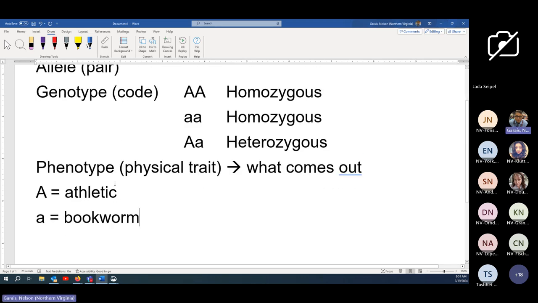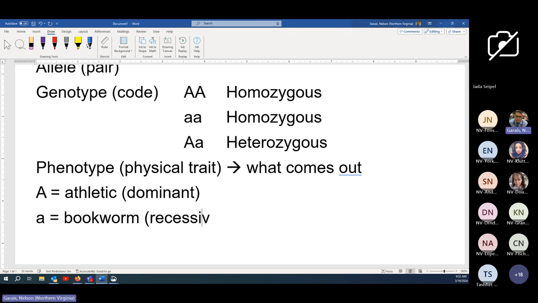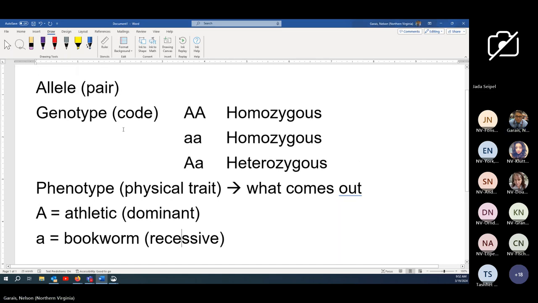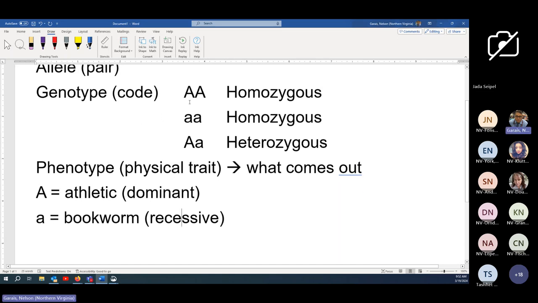So let's look at the first one. Now, anything capital is going to be dominant. Anything lowercase is going to be recessive. When something's dominant, that means it will be larger and it will overshadow something that's recessive. The word recessive means to recess, to step back, to kind of hide away. So let's look at the genotype and phenotype of these three children.